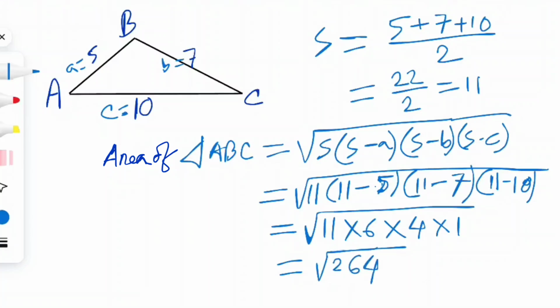So equals root over 264. If we multiply 11, 6 and 4, then we will get root over 264, equals 16.248, which is approximately 16.25. This is the answer. So using Heron's formula, we can determine the area of a triangle that is not right angled in this way.